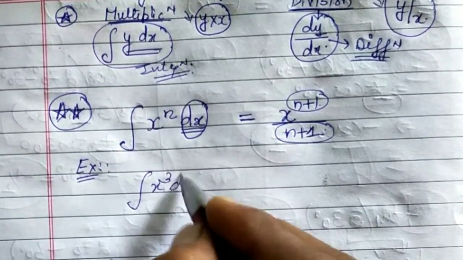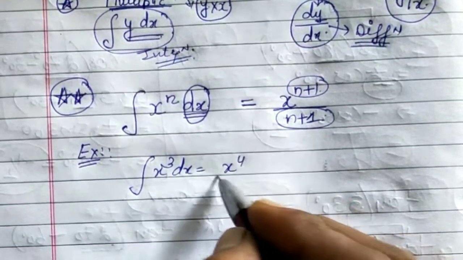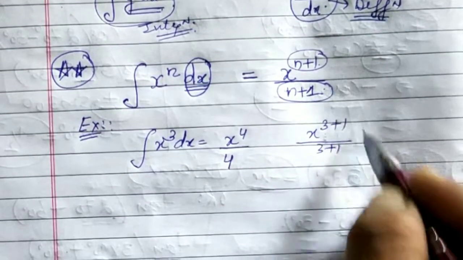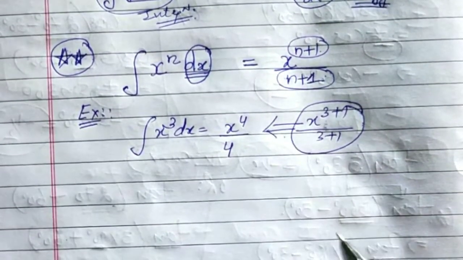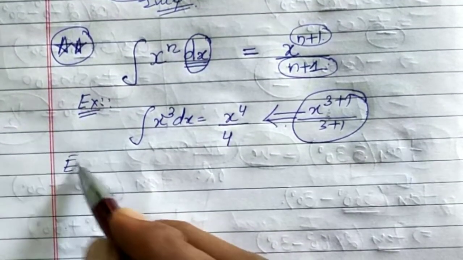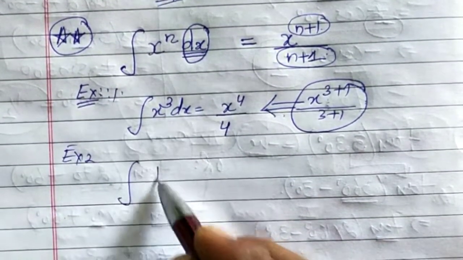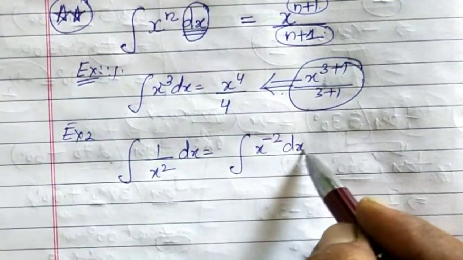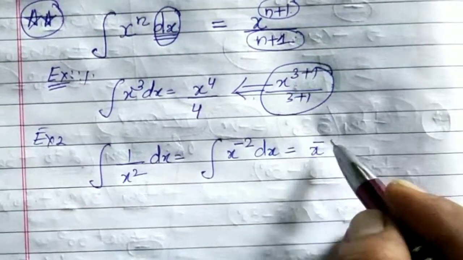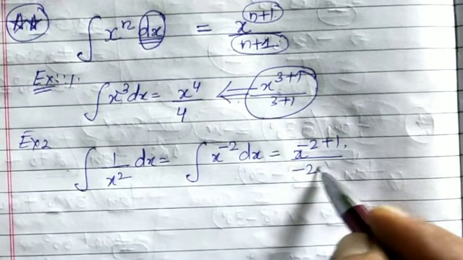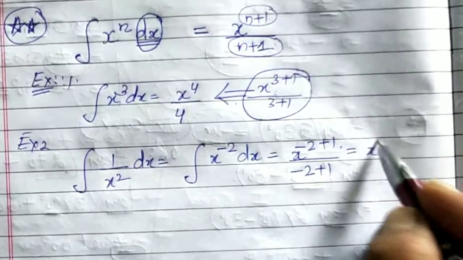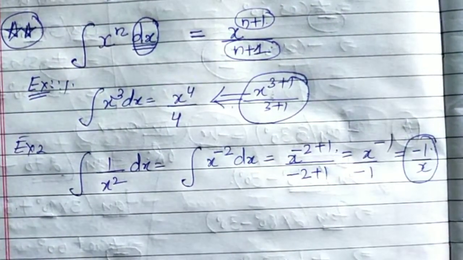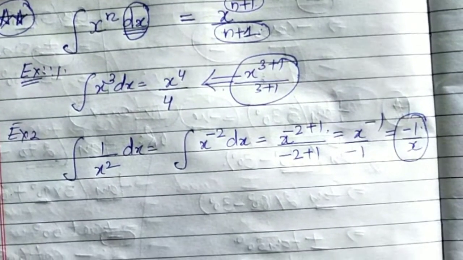Let's see two examples. If we have to integrate x cube, then its integration will be x to the power 3 plus 1 upon 3 plus 1, which results in x to the power 4 upon 4. One more example. Suppose we have to integrate 1 upon x square. So I have to bring x square in the numerator, so that it is x to the power minus 2. The power is increased by 1, so it is minus 1 upon x. The integration of 1 upon x square is minus 1 upon x.